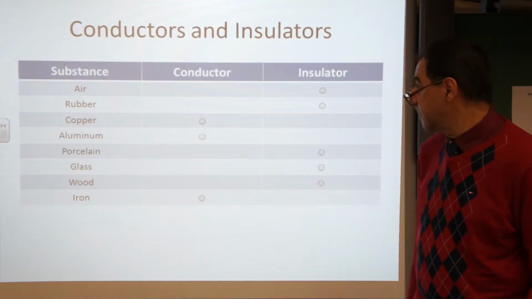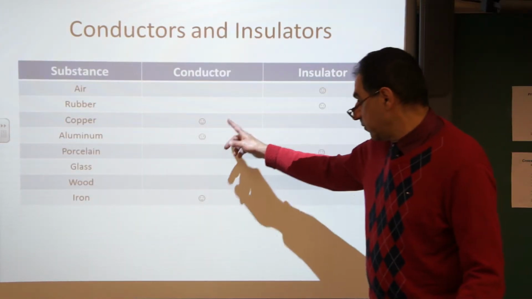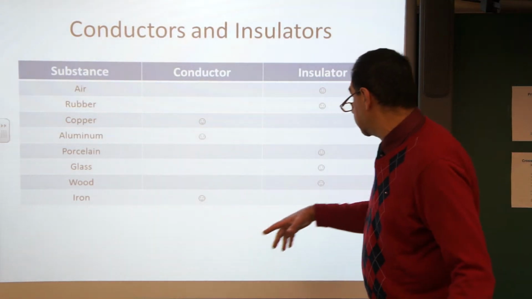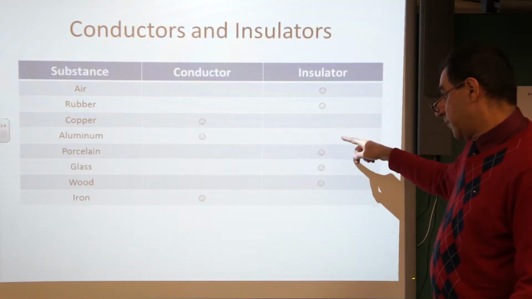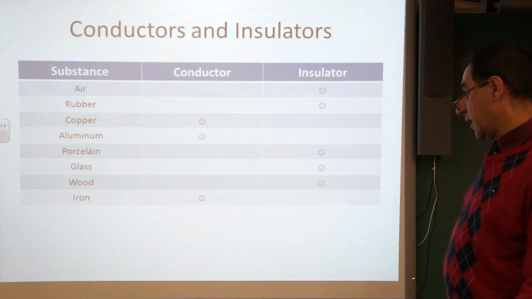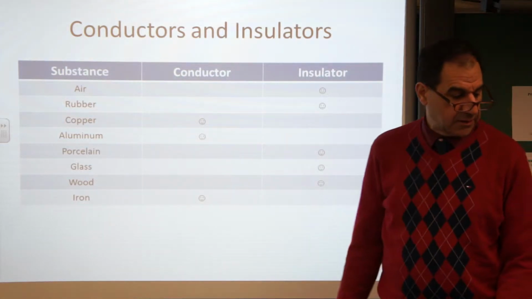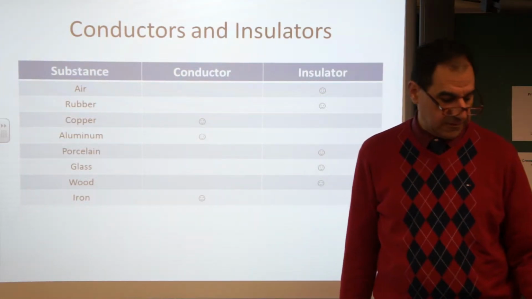Here are some examples. Copper, aluminum, and iron are all metals. They conduct. Air, rubber, porcelain, glass, and wood do not conduct electricity, so they are called insulators.